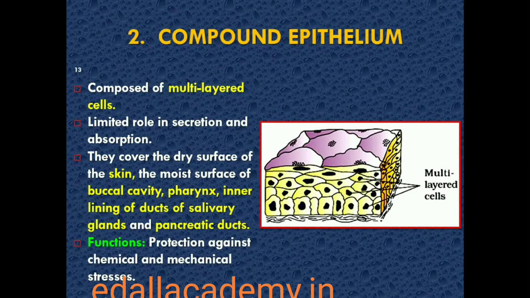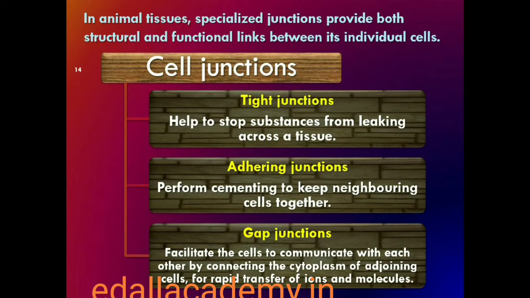They cover the dry surface of the skin, the moist surface of buccal cavity, pharynx, inner lining of ducts of salivary glands and of pancreatic ducts. All cells in epithelium are held together with little intercellular material. In nearly all animal tissues, specialized junctions provide both structural and functional links between its individual cells. 3 types of cell junctions are found in the epithelium and other tissues. These are called as tight, adhering and gap junctions.